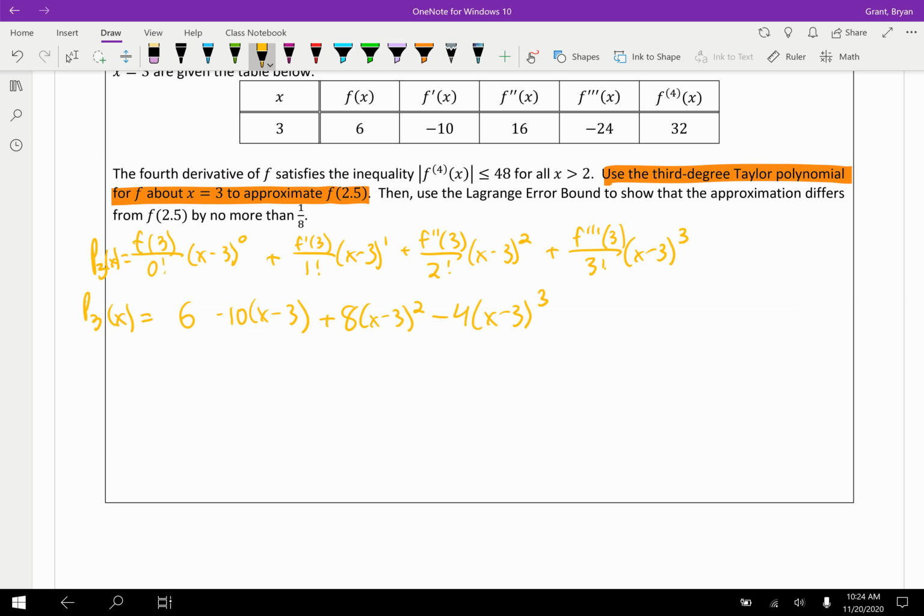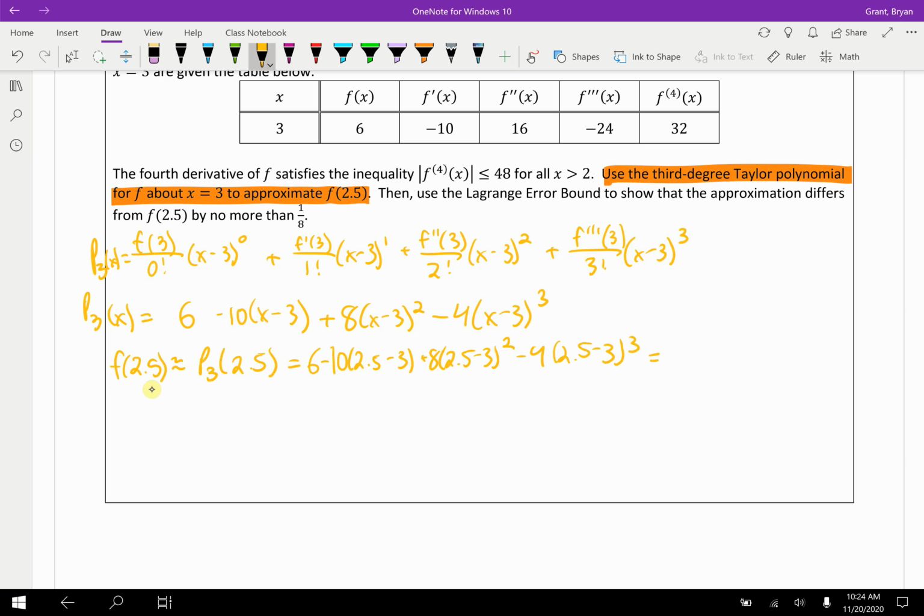What did they ask us to do? They asked us to use this to approximate f of 2.5. f of 2.5 will be approximated by our third degree polynomial evaluated at 2.5. So 6 minus 10 times 2.5 minus 3, plus 8 times 2.5 minus 3 squared, minus 4 times 2.5 minus 3 cubed.